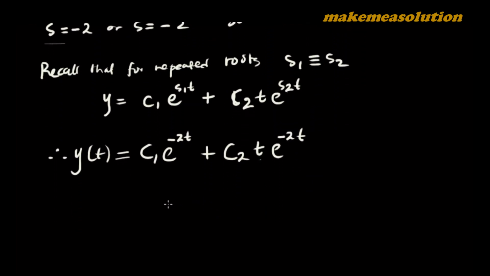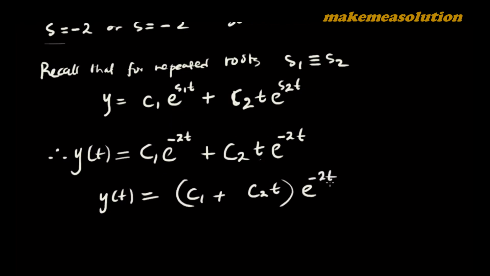Okay, now you are going to see the uniqueness and existence of this particular solution much later in the depth of this course, but for now just take it like this. You can actually go ahead to factorize. Y of t will now be c1 plus c2t all into exponential negative 2t. So you can actually leave your solution in this form. Okay, so this is the solution for repeated roots.